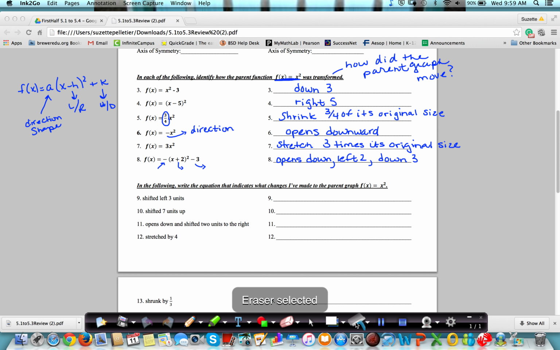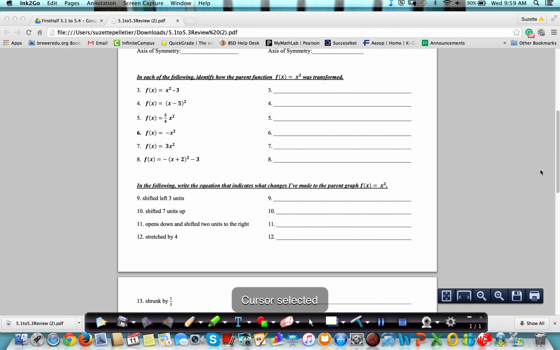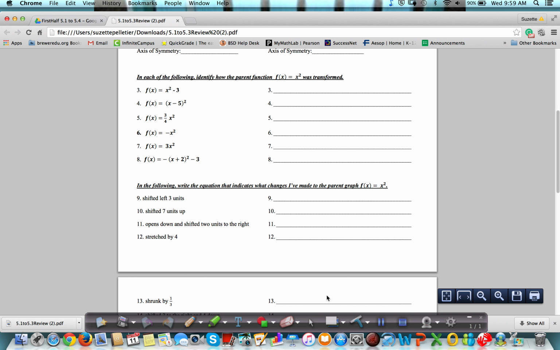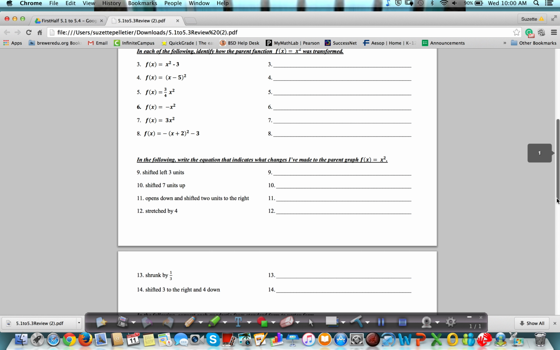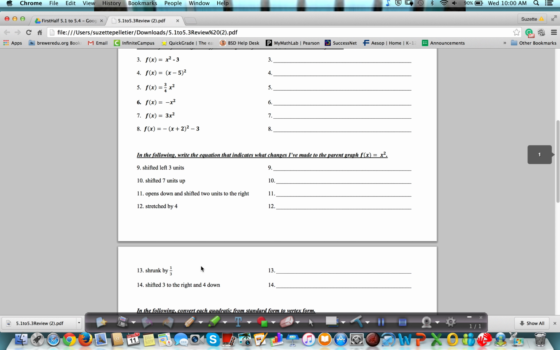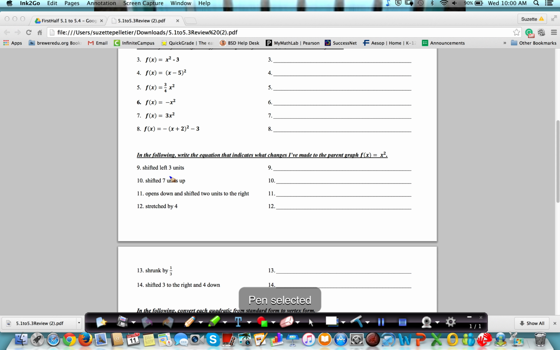So again, let me clear and then just scroll my page up just a tad so we can get all of the ones in this section. Okay, right here. So shifted left 3 units. So again, we're thinking about what this is, right? Knowing what these letters mean is going to be really important. So go back to that chart.